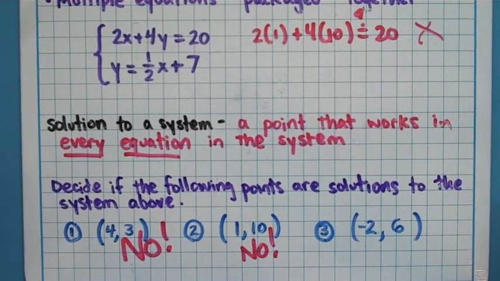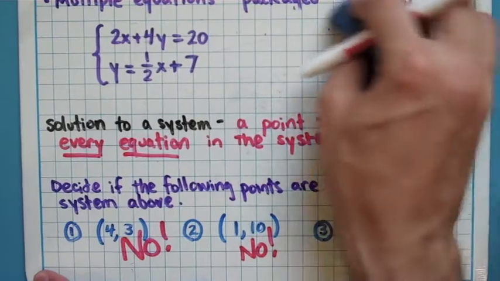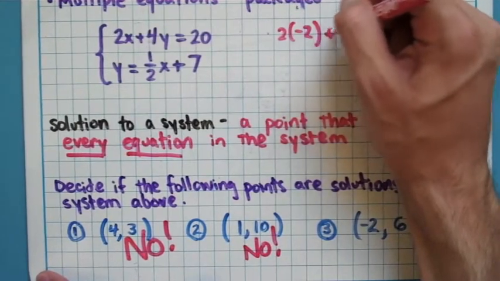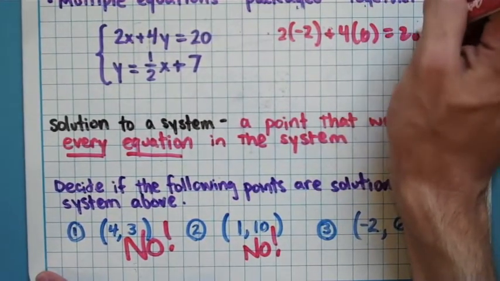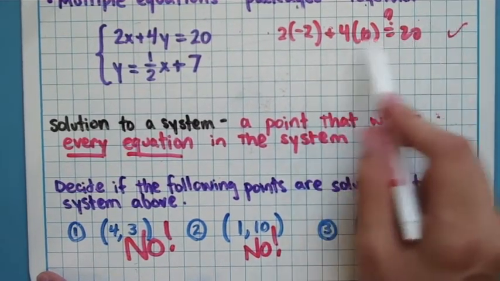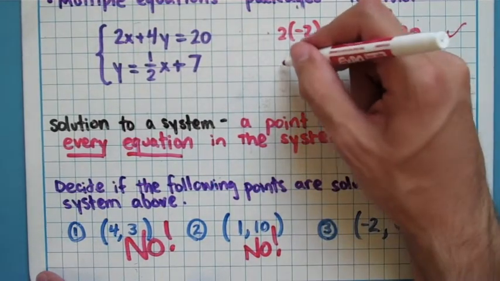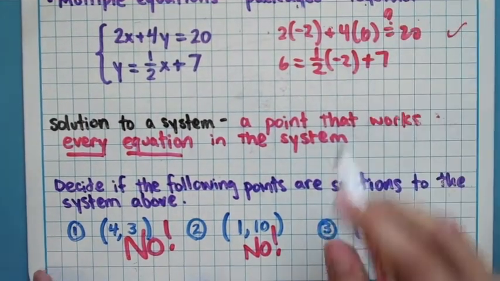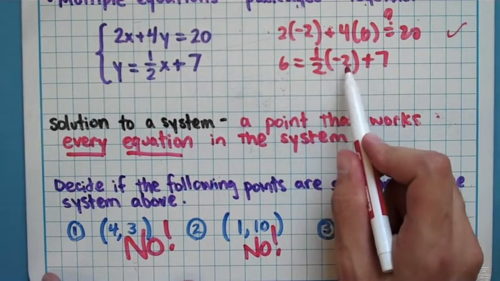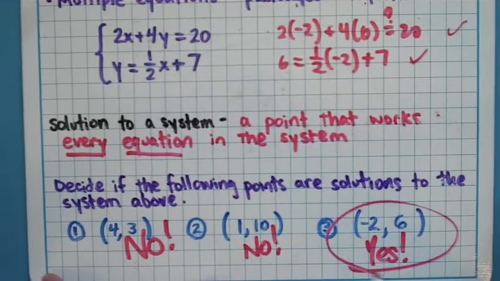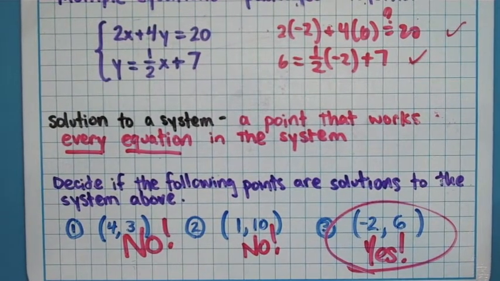And let's try out one more point here. We have (-2, 6). If you plug in a -2 for x, 2 times -2 plus 4 times 6, I want to see if it equals 20. That's -4 plus 24. Okay, that's good. That equaled 20. And if I plug it into the bottom equation, I would have 6 equals 1/2 times -2 plus 7. 1/2 times -2 is going to be -1. -1 plus 7 is 6. So this third point right here was a solution to the system, because when I plug it into each equation, it worked. So when we're looking at a solution, we just want to know what works everywhere.